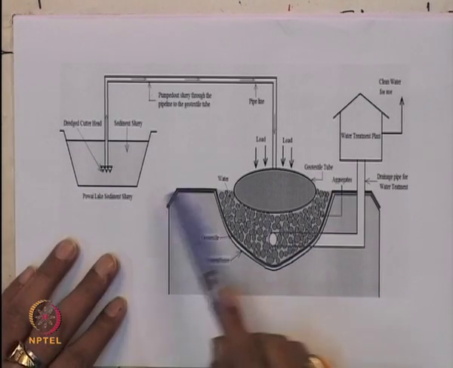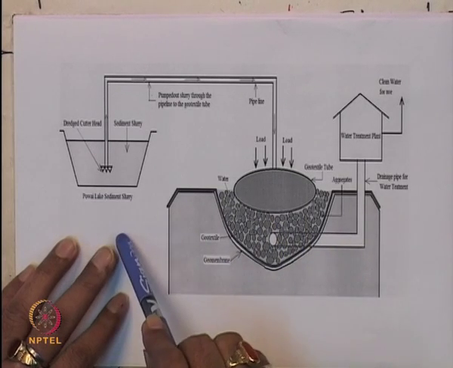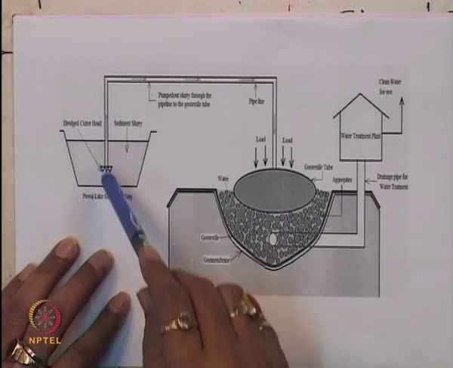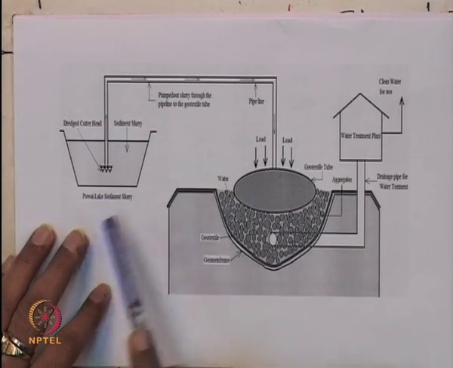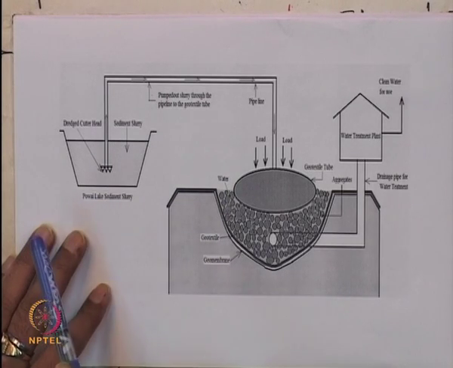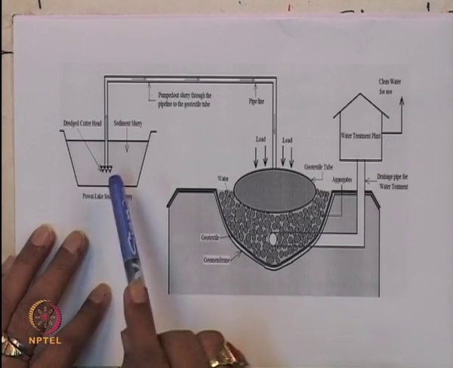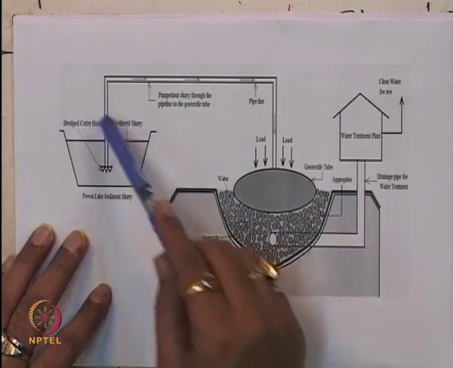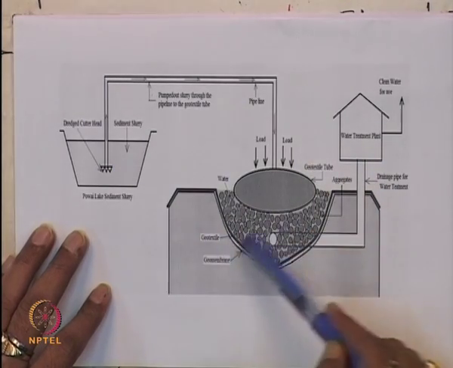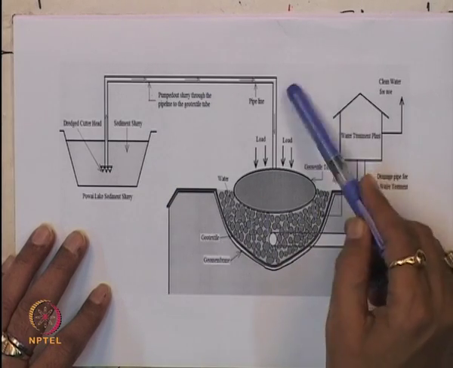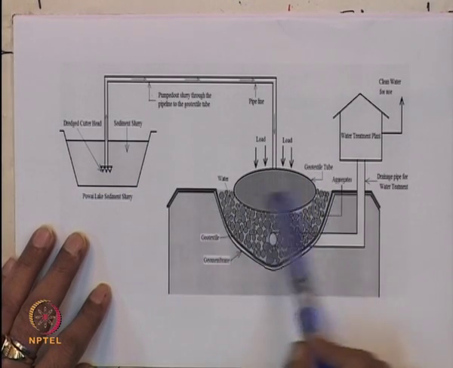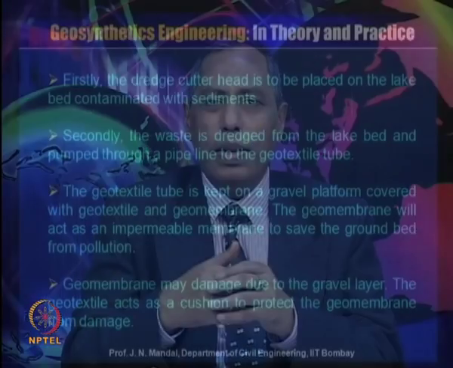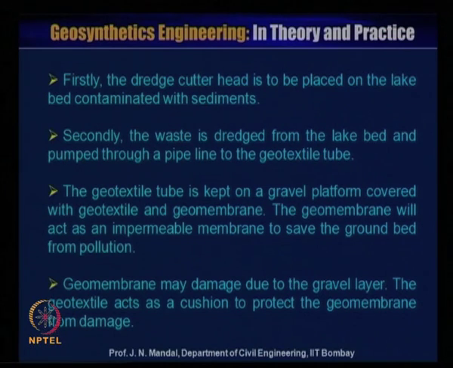You can place the geotextile tube, you can pump all the sedimentary slurry into the tube, and then you can place another geotextile tube on top of the existing geotextile tube, and then the slurry can be pumped in and water can be pumped out from the geotextile tube. With this geotextile tube you can construct an embankment, and you can also provide different drainage. So all the water in this Powai Lake should be clean, and it should be discharged out with this cutting-edge technology. Firstly, the cutter head is to be placed on the lake bed contaminated with sediment, and this kind of machinery is available.